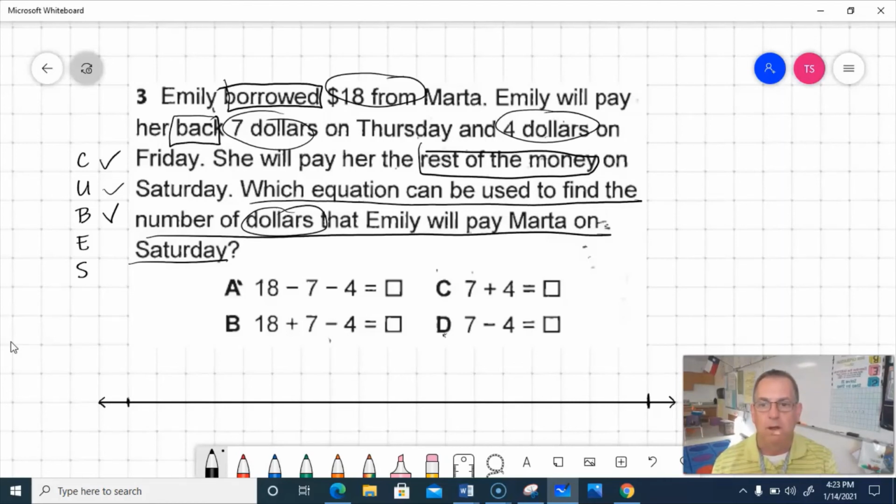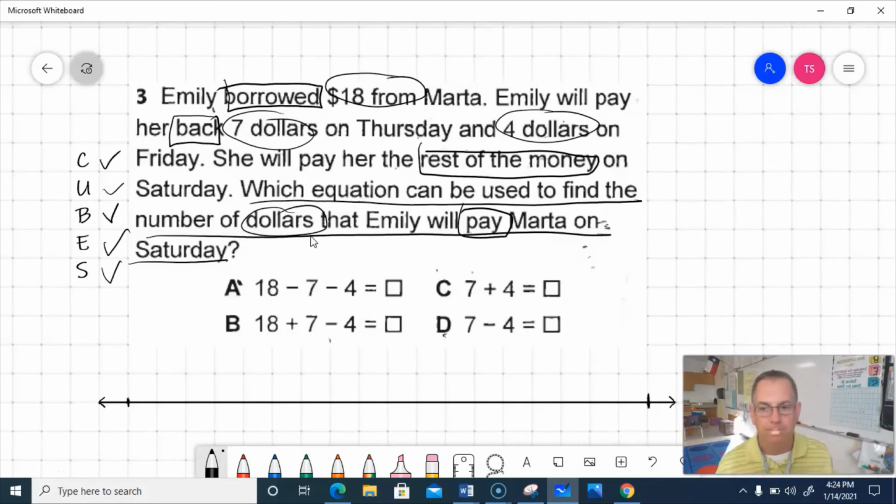And which can be used to find the number of dollars Emily will pay Marta on Saturday. Doing some evaluating. All the labels we're talking about here are dollars. So $18, $4, $7, and trying to figure out how many dollars. And I'm looking at my equations. All my equations are addition and subtraction. So chances are I'm going to do addition and subtraction on this problem. So go and solve it. Which equation would she use to find out how much money she'll pay her back on Saturday?